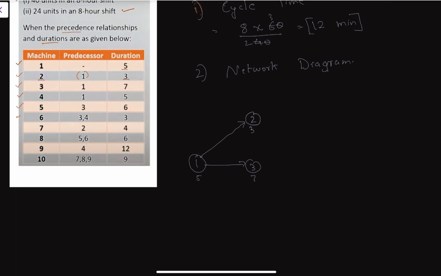And then you have the fourth machine. It will start only after 1 is completed. So we will draw it like this. It is 5. Then the operation at machine 5 will start only after 3 is completed. It will take 6 minutes.